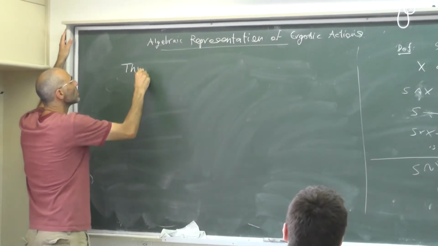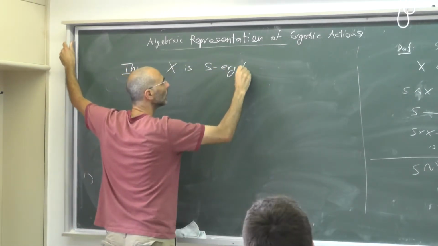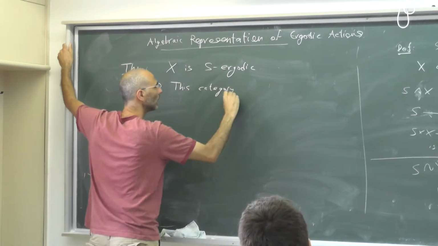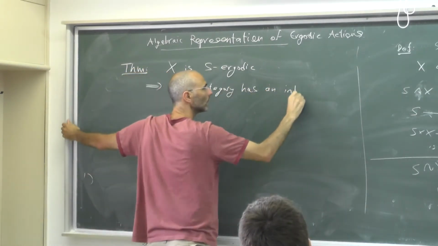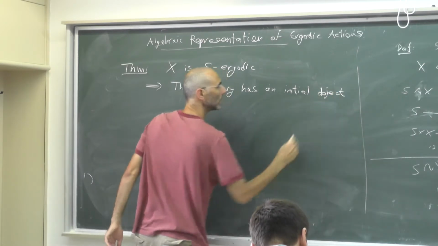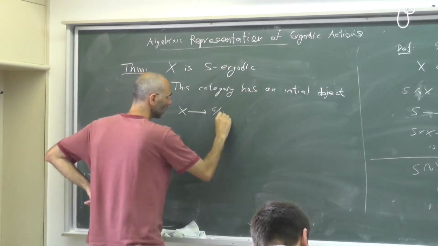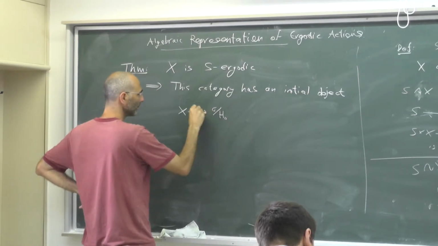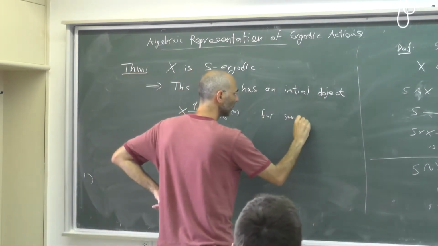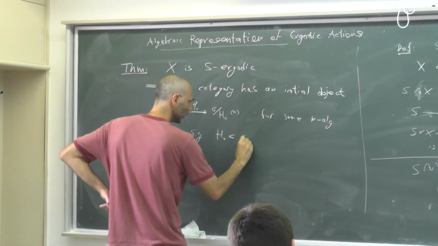So theorem: if X is S-ergodic, then this category has an initial object, some algebraic subgroup H naught inside G.